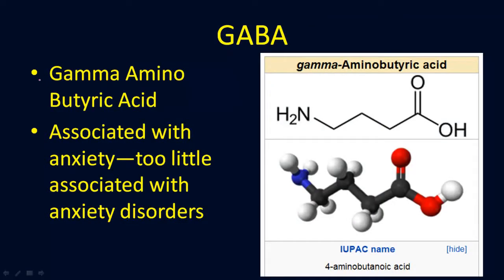GABA, gamma-aminobutyric acid. And this is going to be associated with anxiety. Too little GABA in the brain is going to be associated with anxiety disorders, generalized anxiety in particular. So this is a good one to have. Otherwise, you might be having a less than pleasant experience with life.